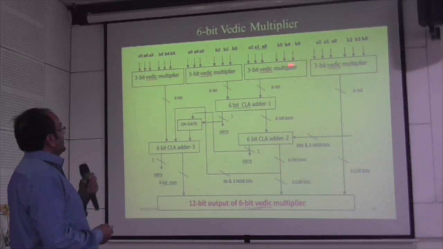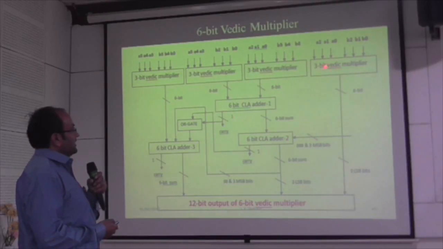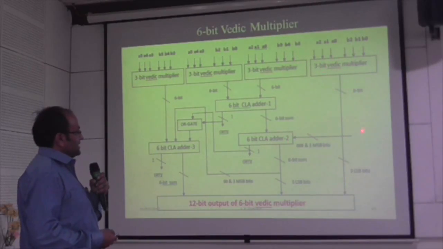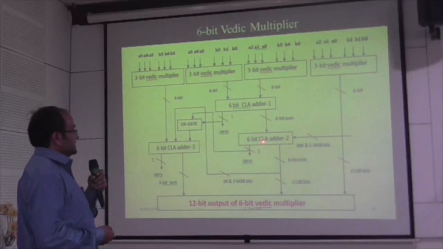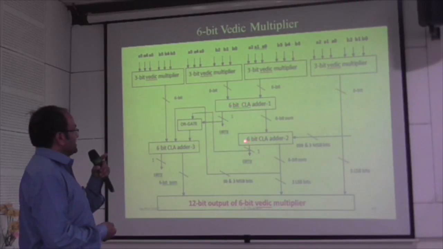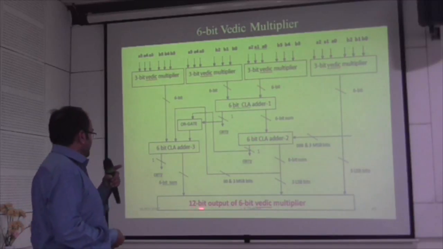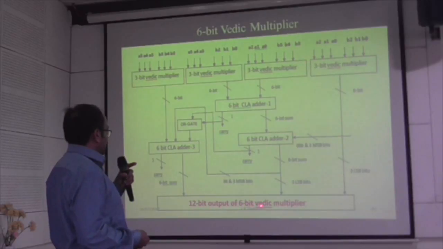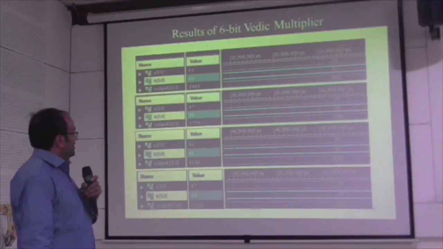So how we can design a 6-bit Vedic multiplier: this is the hardware part, 3-bit multiplication giving a 6-bit result. Next, the MSB bits I have added with the 6-bit carry loop adder. Here the crosswise products are summed, so we get 6 bits, and there is a need for a 6-bit adder. In this way we get a 12-bit output from the 6-bit Vedic multiplier. These are the results which I got.